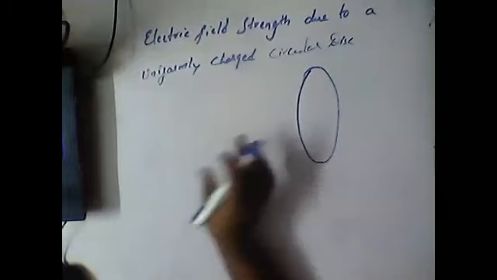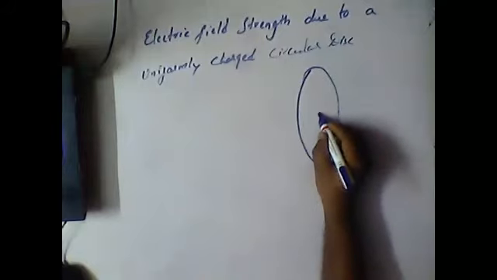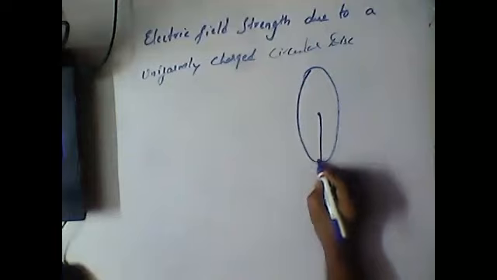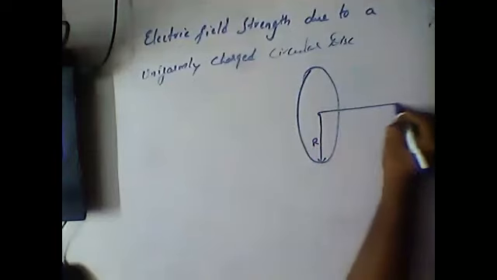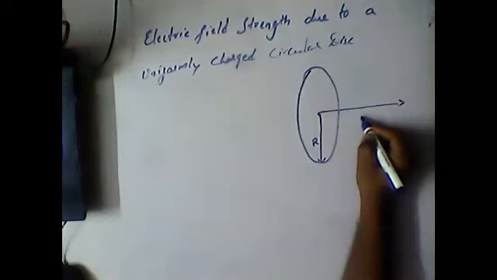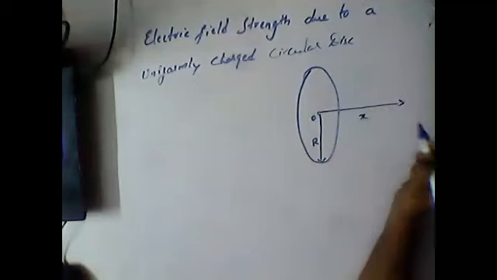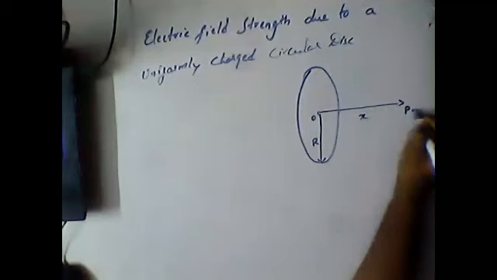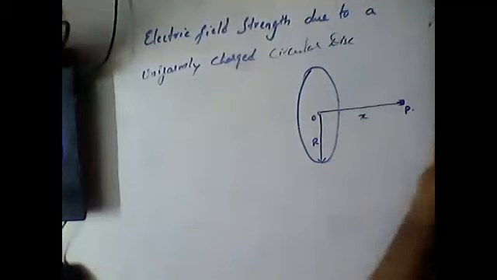So this is a circular disc, and this is the center, and it has a radius r. Now I'm considering a point at distance x from the center O, and this point is P. I am here to find the electric field due to the circular disk at point P.